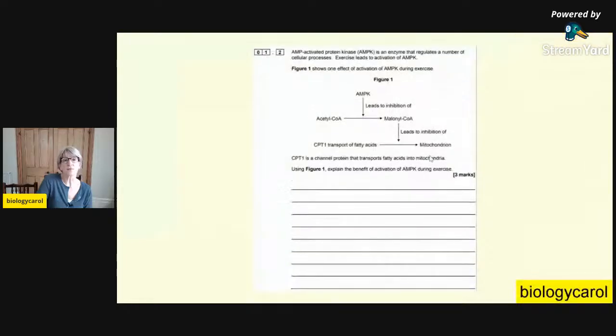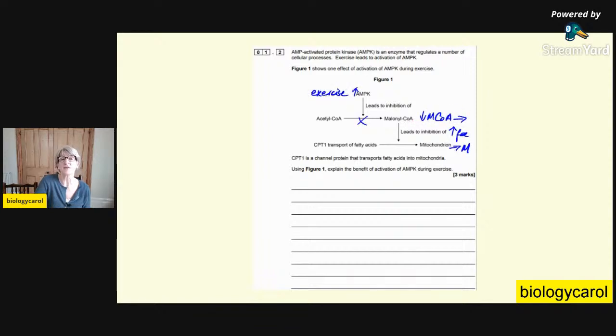Okay, let us move on. AMPK, activated protein kinase, thanks for that name, is an enzyme that regulates a number of cellular processes. Exercise leads to an activation of AMPK. And this figure shows you what AMPK does. So AMPK inhibits the production of malonyl coenzyme A.